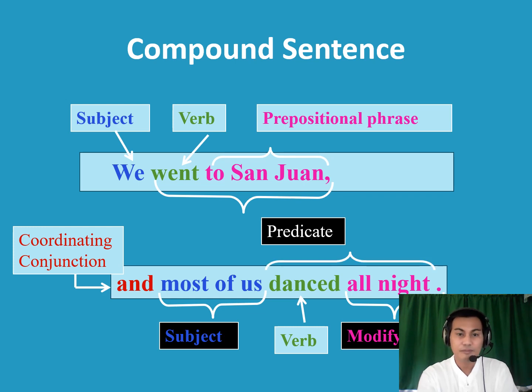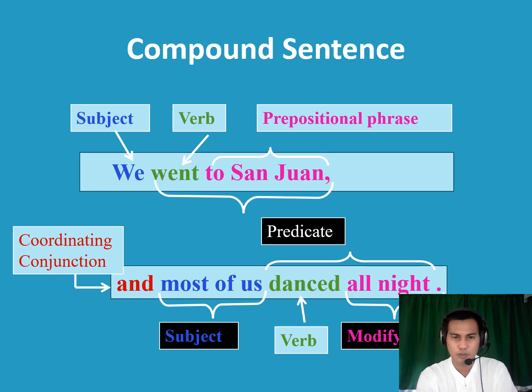There. We went to San Juan. This is one simple sentence, another simple sentence, and most of us danced all night. Okay. As you can see, there are now two sets. This sentence here has one subject and a predicate or verb, and another sentence here has another subject and another verb. So that's an independent clause.